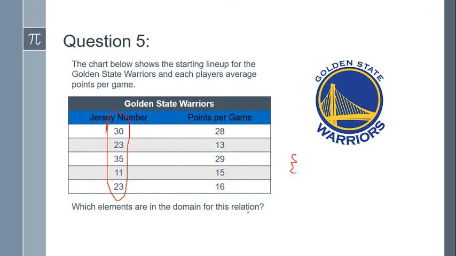All right, so I'll do it in order from low to high, but again, that's not necessary, but I'll do it so it's a little easier to read. 11, then we're going to get 23, then notice there's another 23, and we don't list the same element twice. All right, 23 is in the domain. It's in there twice in this case, but we don't list it twice. All right, then we have 30, then we have 35. All right, so those are the elements in the domain for this relation. Again, easy, easy.